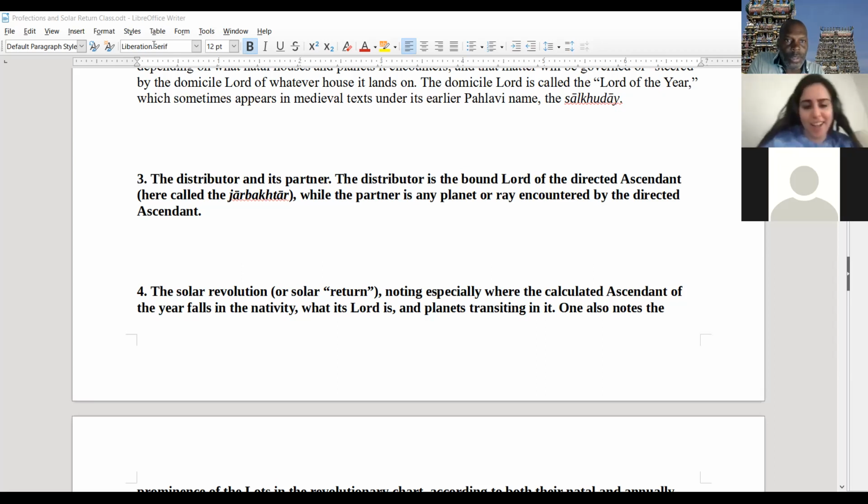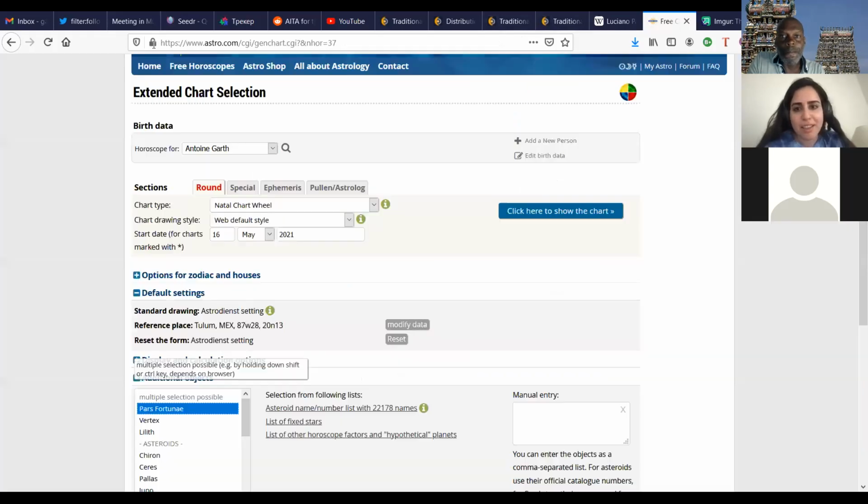Okay, excellent. Let's go back to astro.com for a second. Can you see astro.com? Yeah, I'm on it right now. I looked for lot and then fortune, and I couldn't find it. I didn't know what it was called. You see where it says extended chart selection here? Yes. Do you see where it says down here additional objects? Got it. Okay, found it. Fortune is right underneath there. I understand that can be difficult to find.